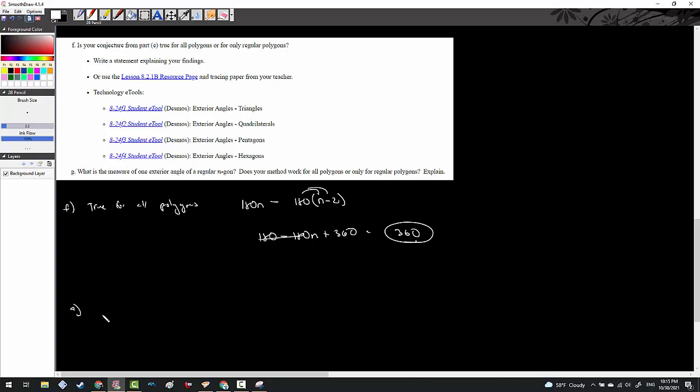And it says, what is the measure of one exterior angle of a regular n-gon? Well, in this case, this would only work for a regular polygon because we have to make sure that each of the interior angles is the same, which would make all the exterior angles the same. As long as the polygon is regular, it's going to be 360 divided by n, where n is the number of angles, which is always the same as the number of sides.